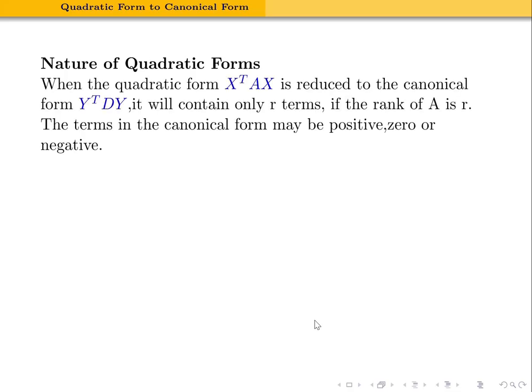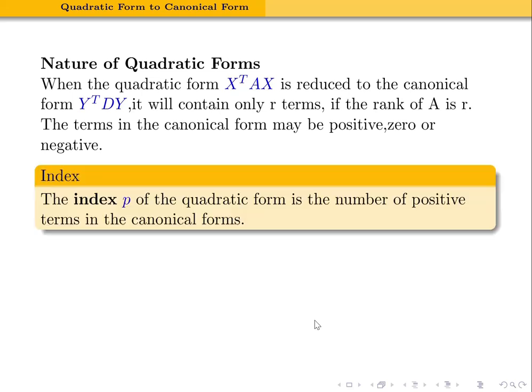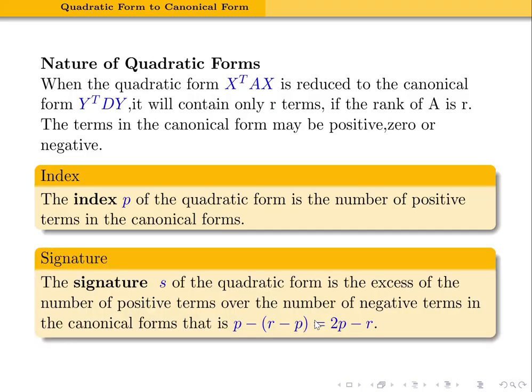When the quadratic form X transpose A X is reduced to the canonical form Y transpose D Y, it will contain only r terms. If the rank of A is r, the terms of the canonical form may be positive, zero or negative. The first definition is the index. The index is denoted by P of the quadratic form. The index is nothing but the number of positive terms in the canonical form.